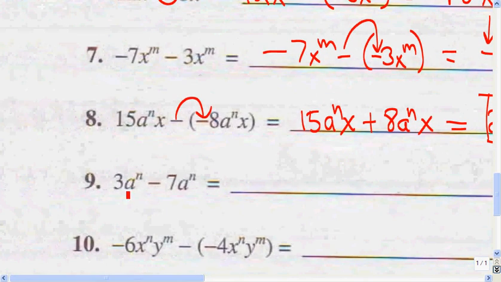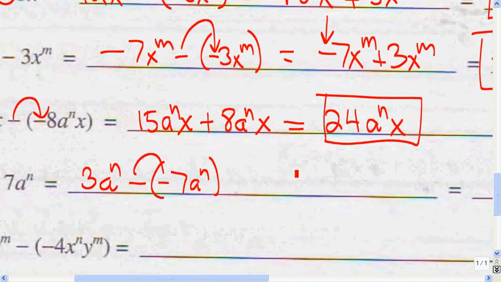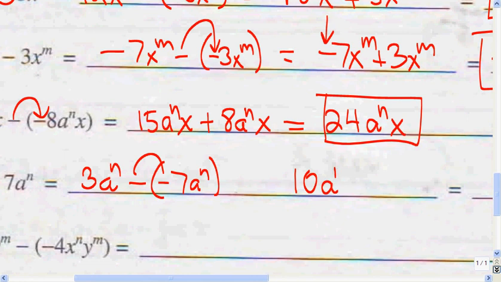Here I'm going to subtract the negative, so 3an minus a negative 7an. This becomes positive, so positive 7 and positive 3 equals 10an. I'm running out of time, so I'm going to have to do a part 2 to this. So look for page 4, part 2.